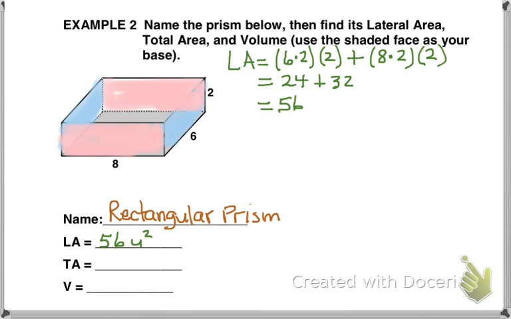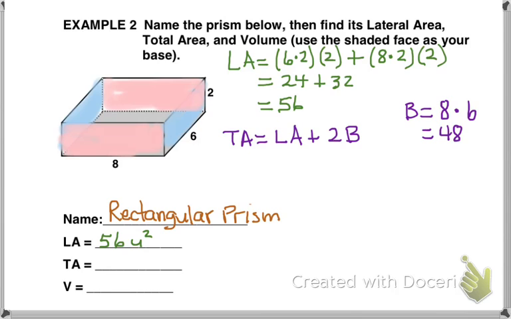Now for total area, we will include the areas of the 2 bases. So the total area will be the lateral area plus the area of the 2 bases. Well, we already know the lateral area, so now we just need to calculate the area of a base. And the bases have dimensions of 6 and 8. So the area of one base is 8 times 6, which is equal to 48.